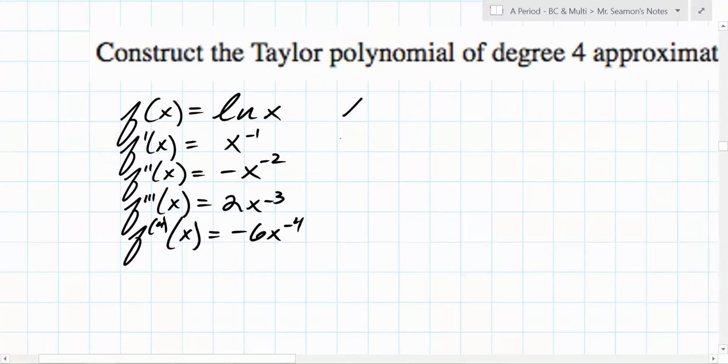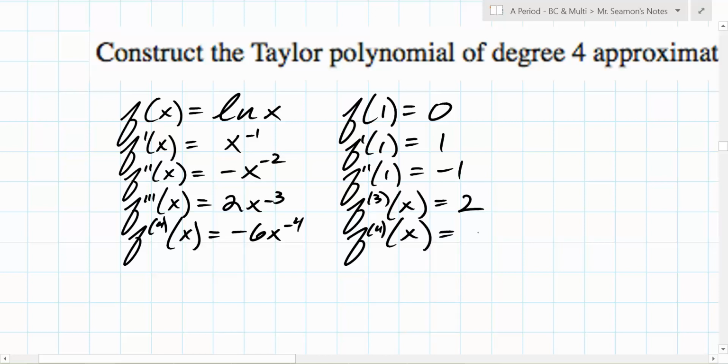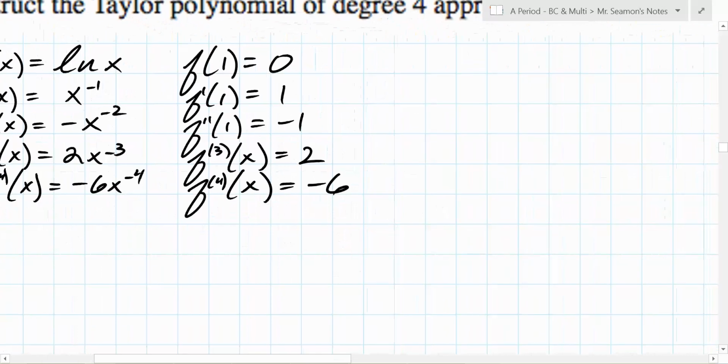When we plug in 1 into all of these things, what happens? What's ln of 1? 0. F prime of 1, what's that? 1. F double prime. F triple prime, written like Umi wants me to write, 2. F4 of x, what's that? Negative 6.